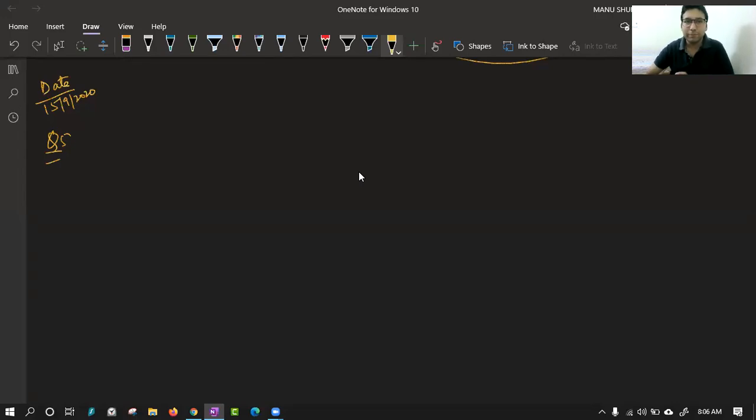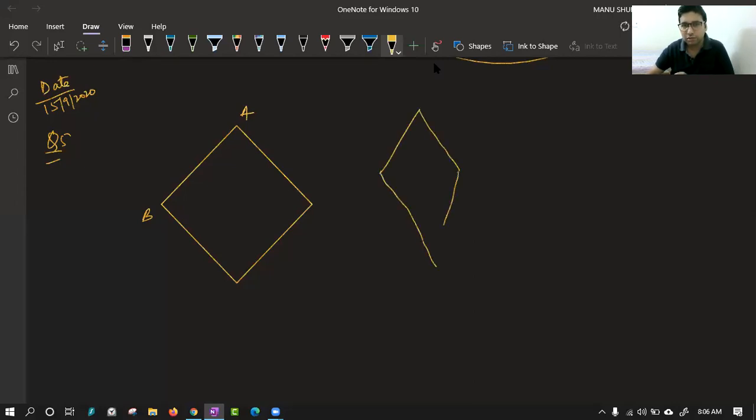Class, please help me. What are the properties of a kite? Adjacent sides equal. Yes, there are two pairs of adjacent sides equal. A kite actually looks like this. We all have seen it. Somewhat like this. So this is A, B, C and D.